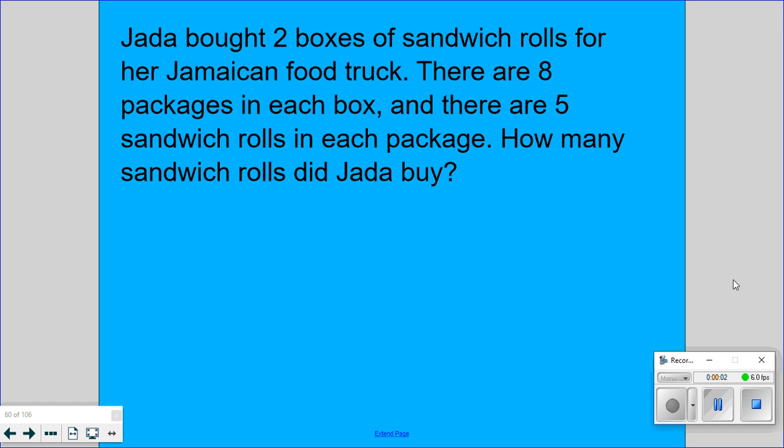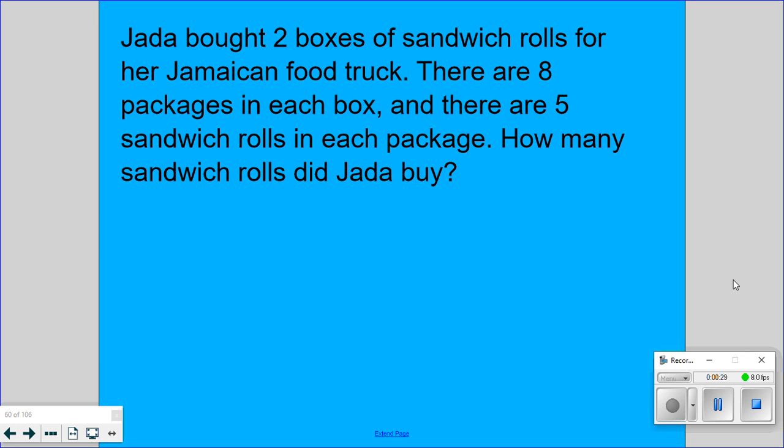Go ahead and start reading it. Start developing a unit, an answer sentence. Jada bought 2 boxes of sandwich rolls for her Jamaican food truck. There are 8 packages in each box, and there are 5 sandwich rolls in each package. How many sandwich rolls did Jada buy?